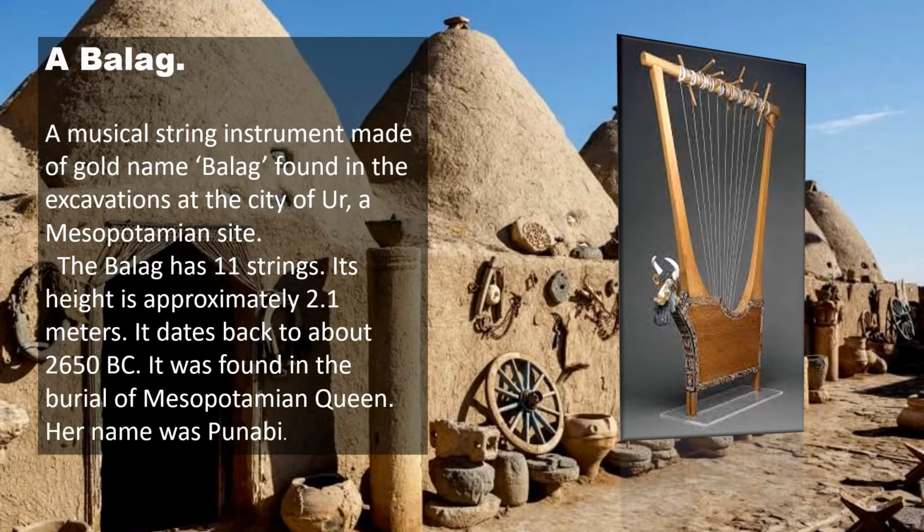Balag, a musical string instrument made of gold, was found in the excavation at the city of Ur, a Mesopotamia site. The balag has 11 strings. Its height is approximately 2.1 meters. It dates back to about 2650 BC. It was found in the burial of a Mesopotamian queen. Her name was Puabi.